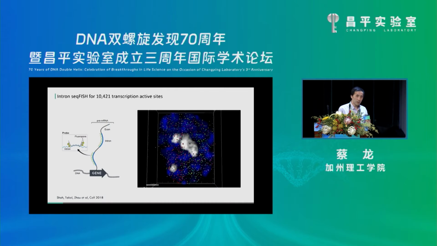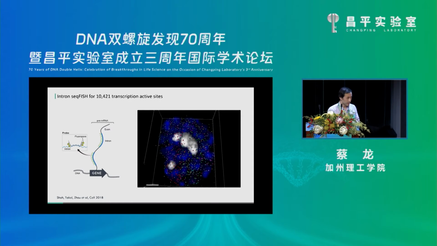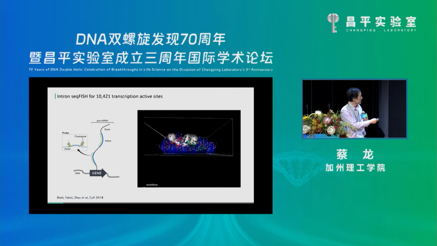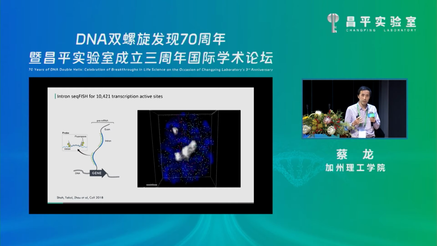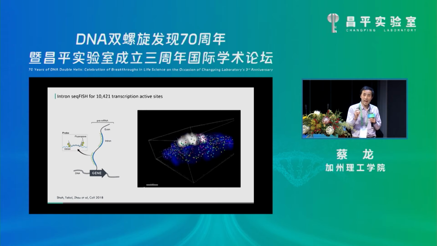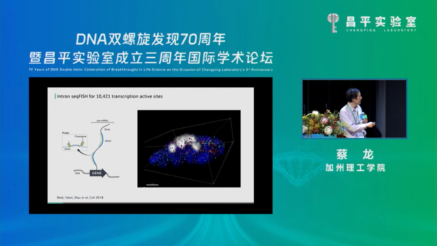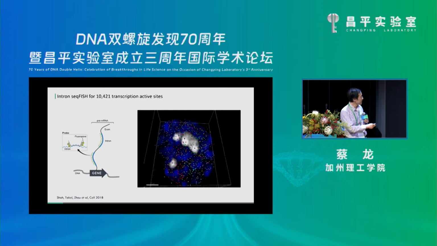And then a couple years later, we showed that we can actually scale this up to the transcriptome level for nascent transcripts by targeting intron regions. And so this is an image of a single nucleus from a mouse embryonic stem cell. And each one of these colored dots is a single transcription active site in the cell. So there's over 10,000 of these genes profiled. The white is the nucleolus, and the blue are the heterochromatic regions.